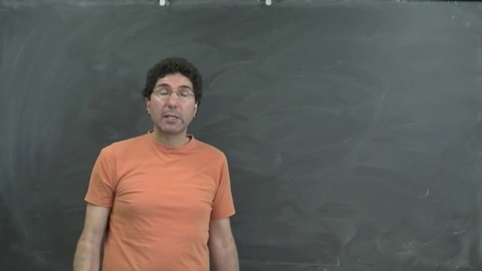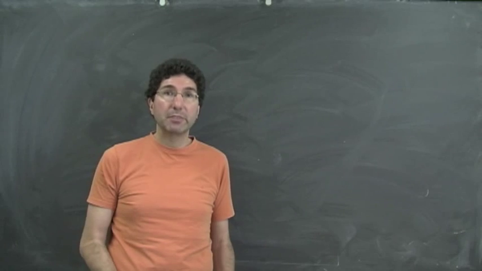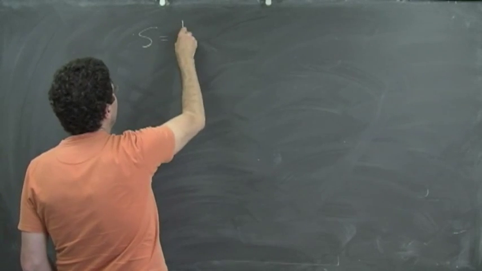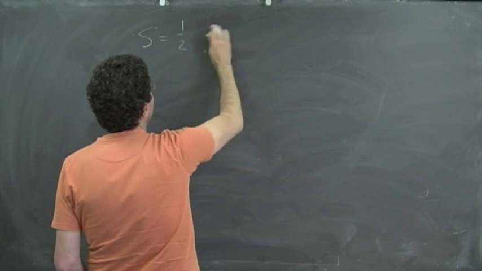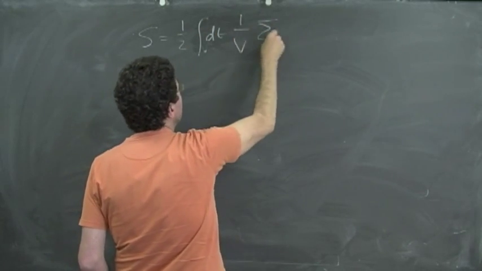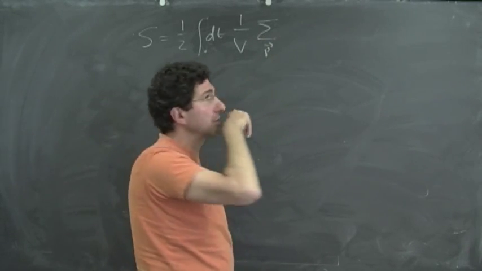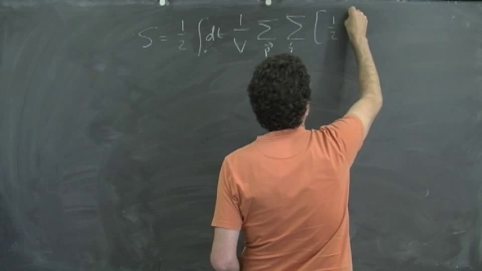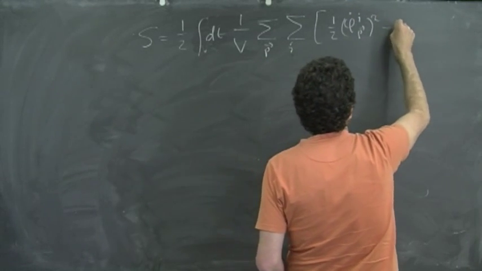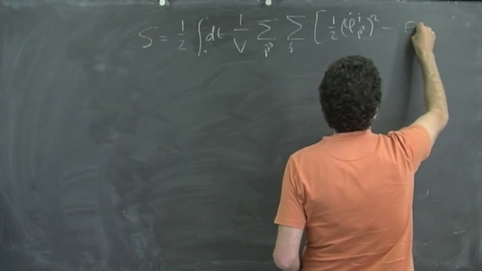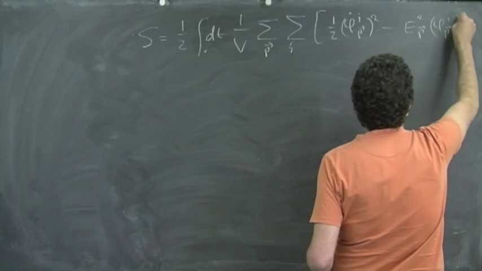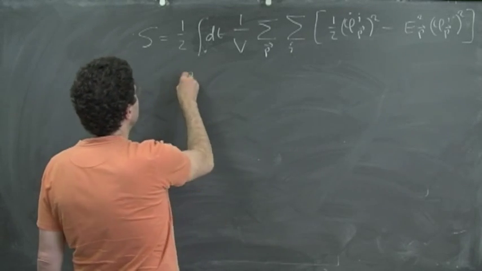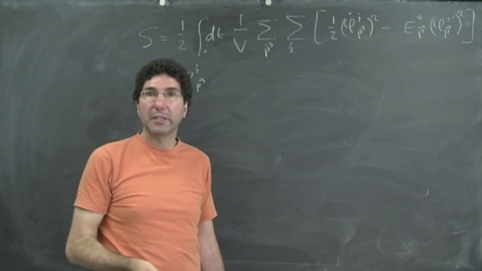Okay, so now let's come back to this idea that free scalar fields are harmonic oscillators. Let me remind you, let me write down again the formula that I had before. The time integral, 1 over V, sum over the momenta, and then the sum over I, going over even and odd, and then we had this 1/2 (φ_I,p dot squared minus E_p squared φ_I,p squared). Okay? So this is a sum of harmonic oscillators. Each of these φ_I,p's is an independent harmonic oscillator.